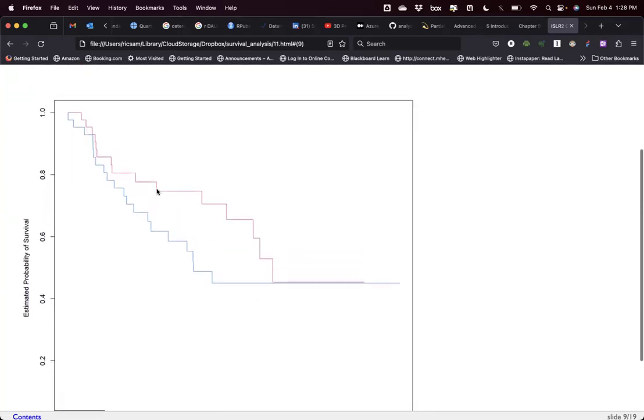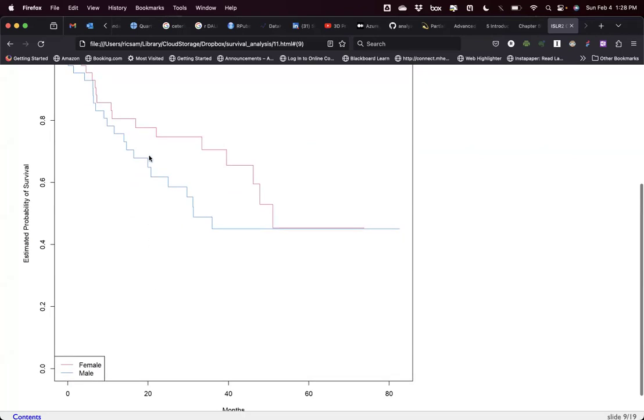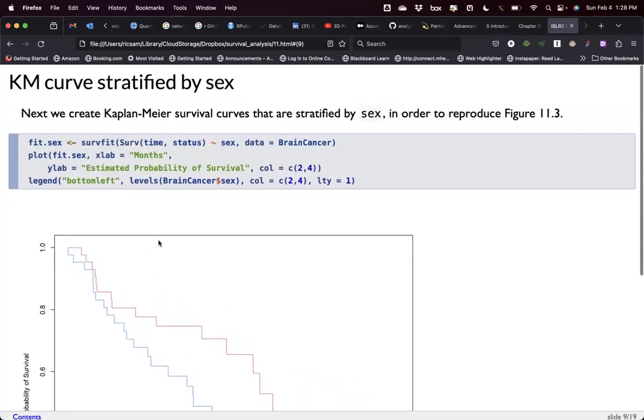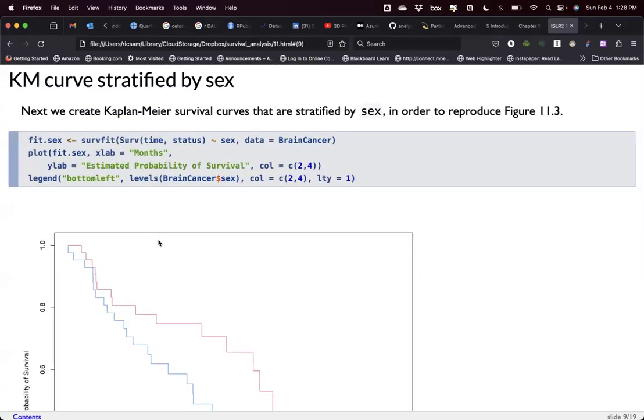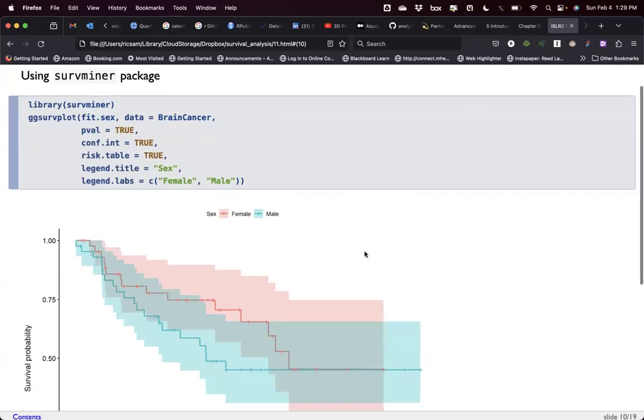And as you can see, the red line is usually above the blue line. That means that for the same time instance, there is a higher survival probability for a female than for a male. But we cannot make a conclusion out of this right away because we have to do some hypothesis testing. We can do it using the function ggsurvplot, from the package that I mentioned at the beginning, called survminer.